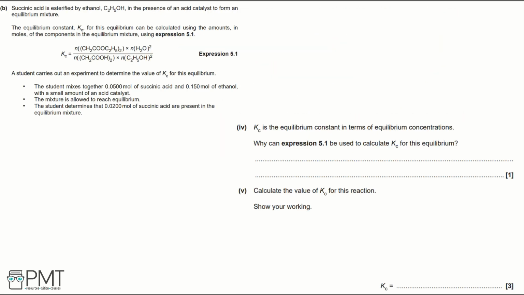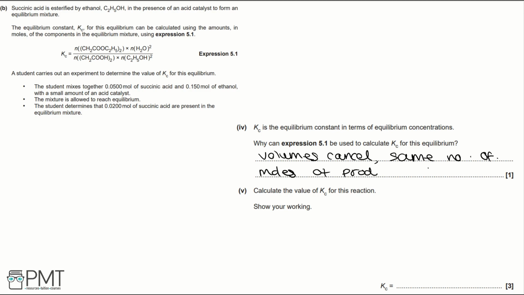Part 4. Kc is the equilibrium constant in terms of equilibrium concentrations. Why can expression 5.1 be used to calculate Kc for this equilibrium? The reason why expression 5.1 can be used is that the volumes cancel. Alternatively, you could say that there are the same number of moles of products and reactants, or the same number of moles on both sides of the equation, so they're going to cancel as well.